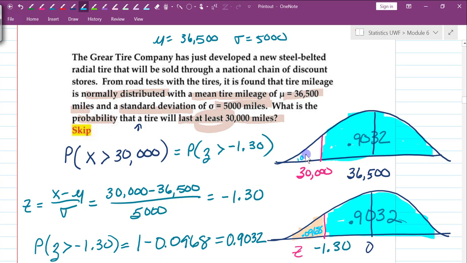And it's okay if you go ahead and write this 0.0968 down here, because it's good for you to have the whole area represented under the curve and it all adding up to 1. It helps you understand exactly what's going on and why we're doing what we're doing. Okay, so the probability that we randomly select a tire, that's one single tire, out of a group of however many tires, and that we test it, and it lasts at least 30,000 miles. The probability of that happening on this particular tire that's going to be sold at a discount store is 0.9032, or we could say that 90.32% of the tires will last at least 30,000 miles.